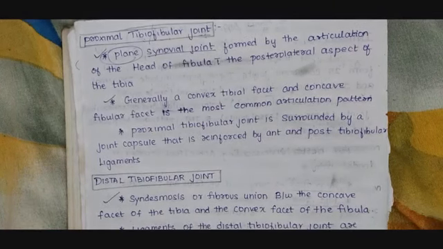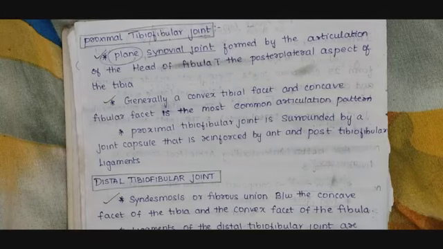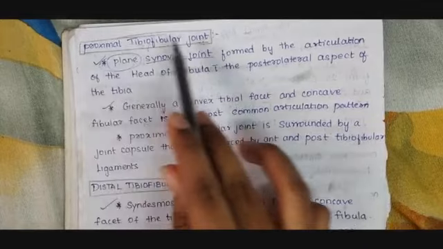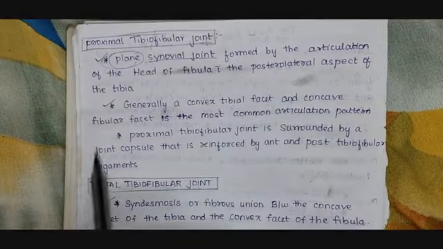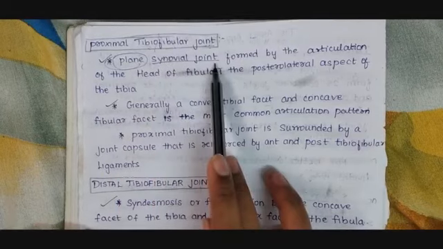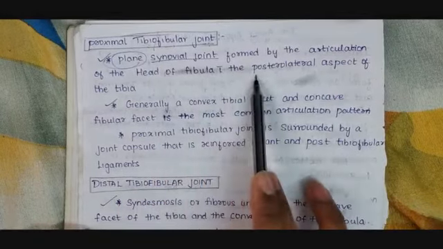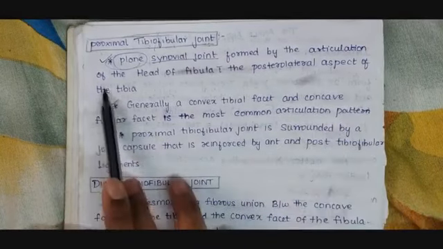As I said previously, the ankle joint relies on the proximal and distal tibiofibular joint, right? So now let us discuss some points under the proximal and distal tibiofibular joint. First, let us discuss the proximal tibiofibular joint. The proximal tibiofibular joint is a plane synovial joint and it is formed by the articulation of the head of the fibula with the posterolateral aspect of the tibia.